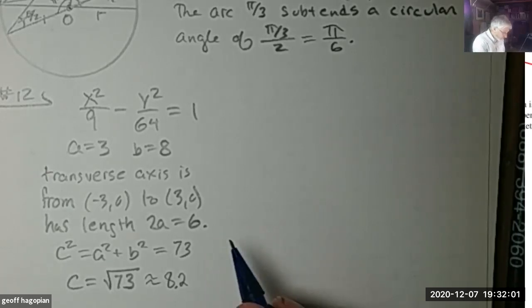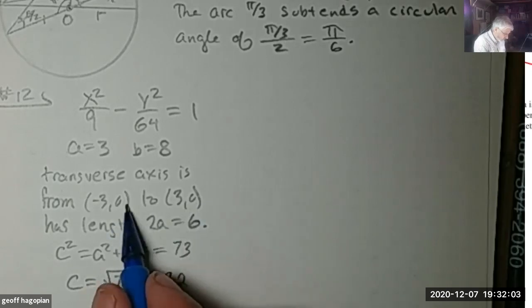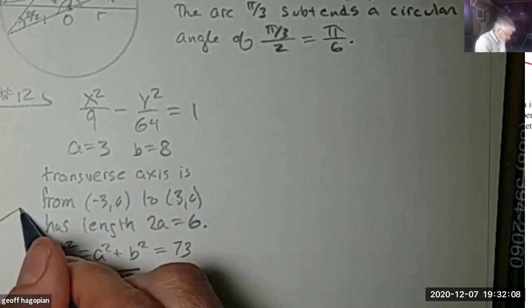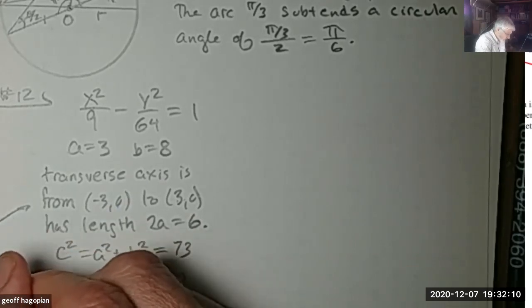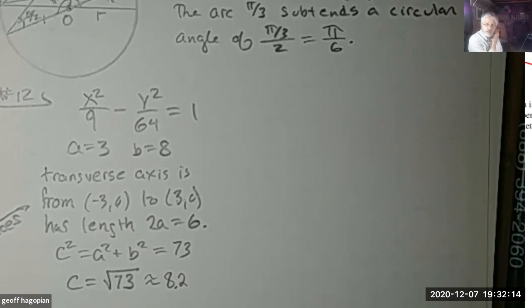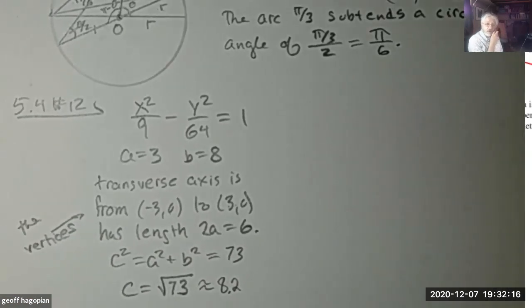So the vertices, where are the vertices? The vertices are at these points. These are the vertices. Right, so the transverse axis connects the vertices.